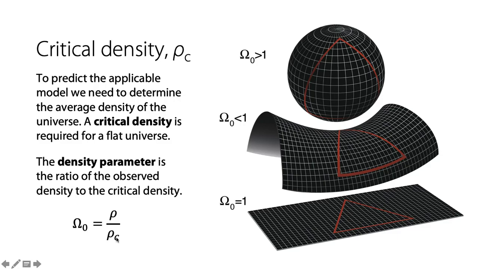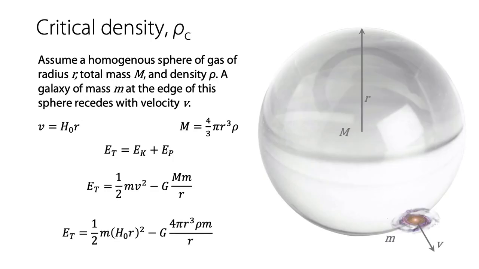So what is the value of a critical density? Well, we can do some relatively simple maths to work out what that critical density is. We basically assume the universe is a homogeneous sphere, radius r, total mass m, density rho, and you've got a little galaxy at the edge of this sphere, moving away from us, as they do, with velocity v. We know that velocity v is given by Hubble's constant multiplied by r. We'll say we're at the centre of this imaginary sphere, and that galaxy is at a distance r away.